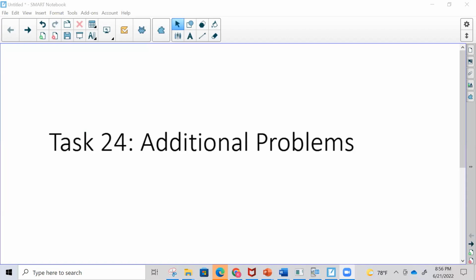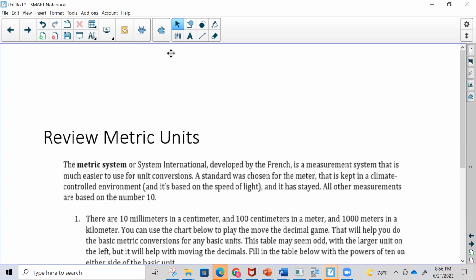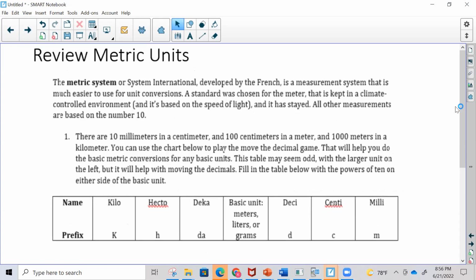So in this video, we are going to review the dimensional analysis from Unit 1, because that will be on the third exam. And then Task 24 builds on the dimensional analysis. So you want to make sure you know how to do this before looking at the videos for Task 24. So the first thing is just going back. This was in the Unit 1 packet.